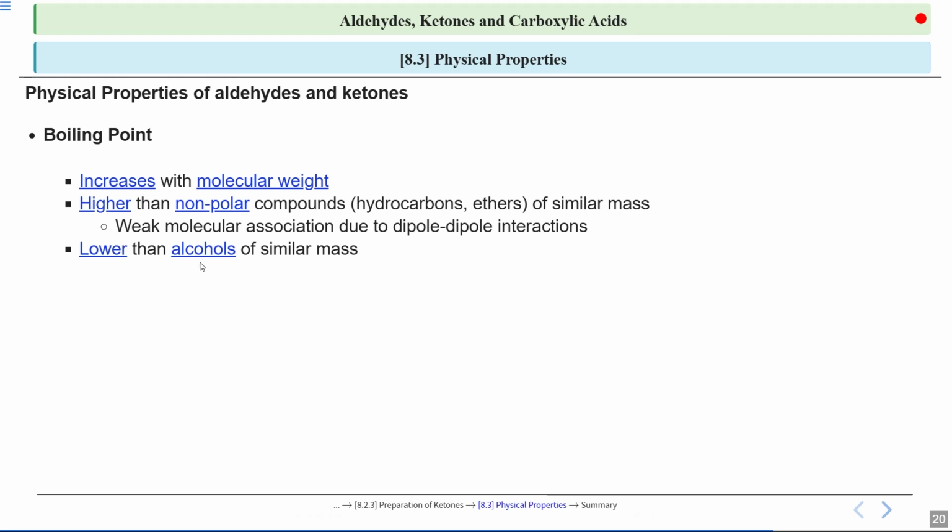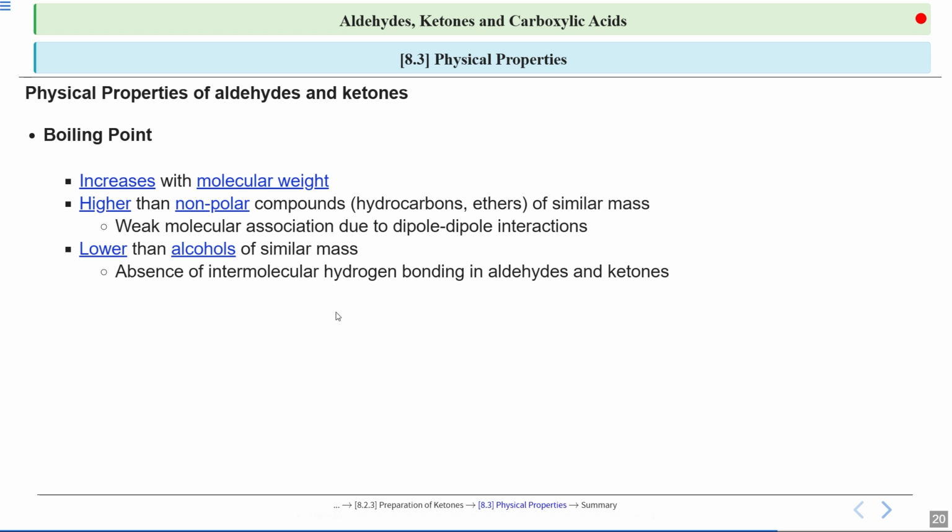However, aldehydes and ketones have lower boiling points than alcohols of similar mass. Why? Because alcohols can form hydrogen bonds, and these hydrogen bonds are much stronger than the dipole-dipole interactions in aldehydes and ketones. The reason is the absence of intermolecular hydrogen bonding in aldehydes and ketones, so they have a lower boiling point compared to alcohols.